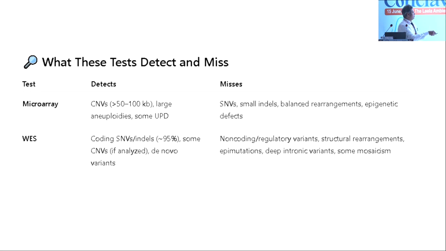And so this is what I have told, कि balanced translocations are missed, epigenetic mutations are missed. We don't have any idea about what is happening with the non-coding regulatory variants, structural rearrangements, epimutations, deep intronic variants, and some mosaicism, and therefore we might miss on these investigations that we are offering them.